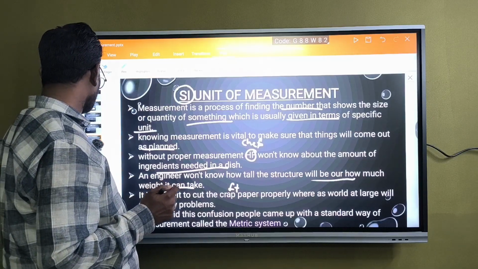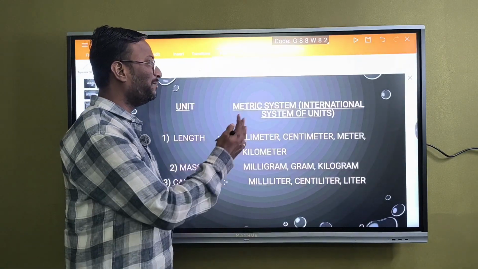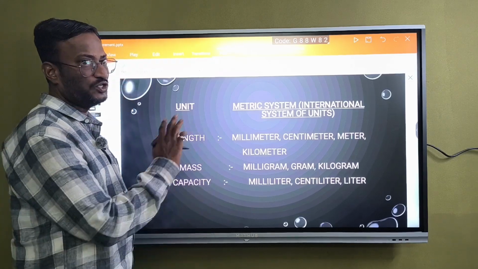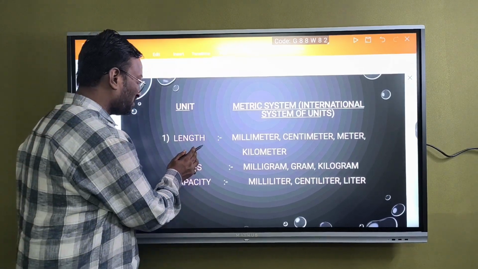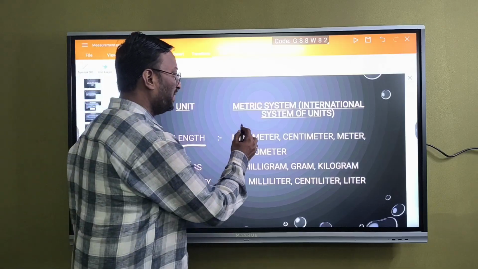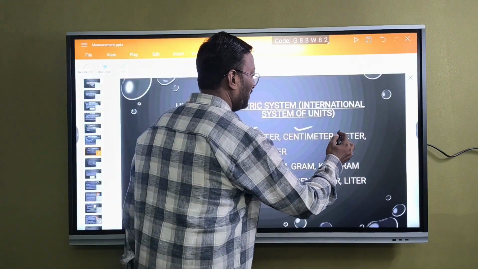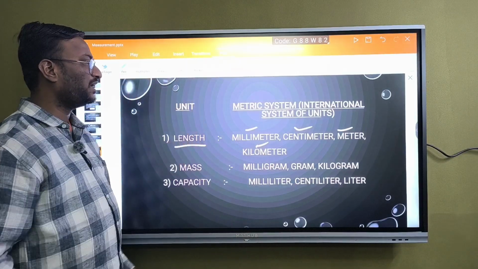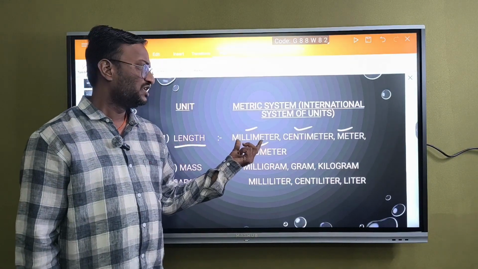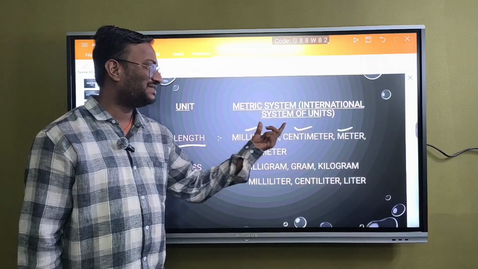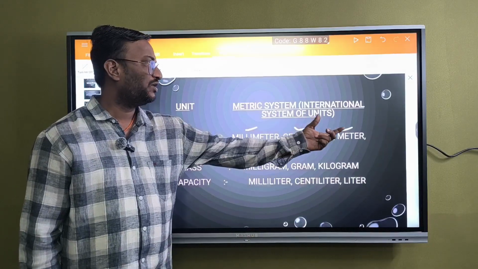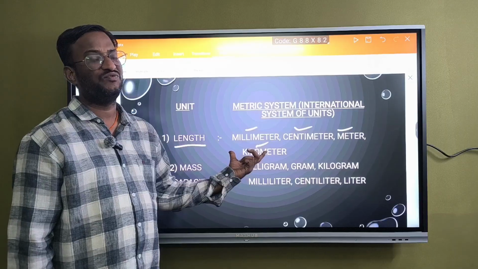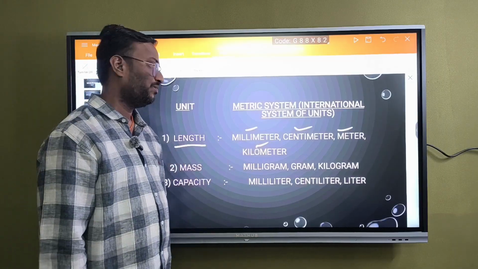Right. Next one, unit and metric system. This metric system is also called the international system of units. Length is generally measured in millimeter, centimeter, meter and kilometer. To measure very small things, small lengths, we use millimeters and centimeters, and to some extent meters will be used for long things. For very large quantities, we use the kilometer.